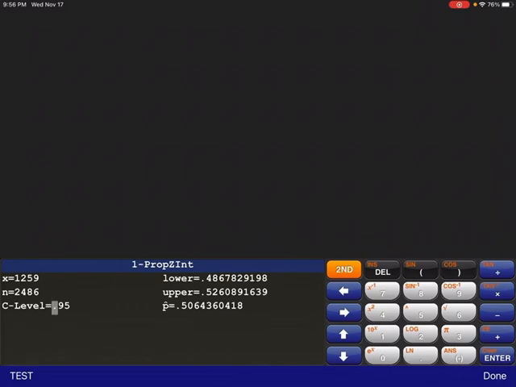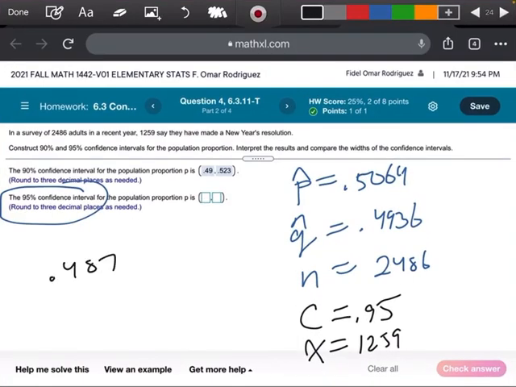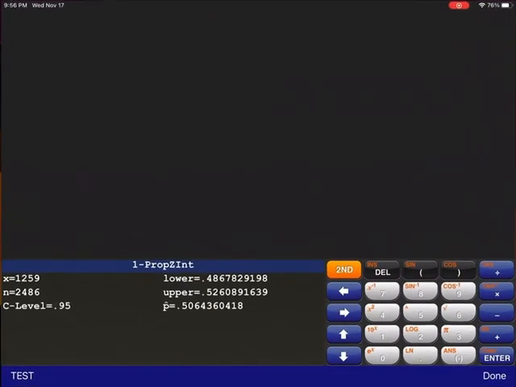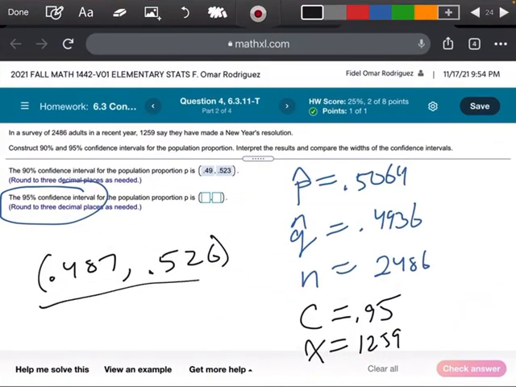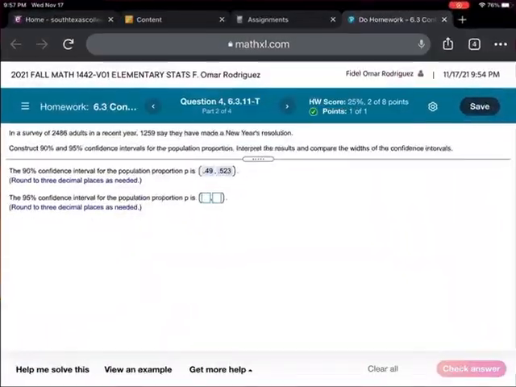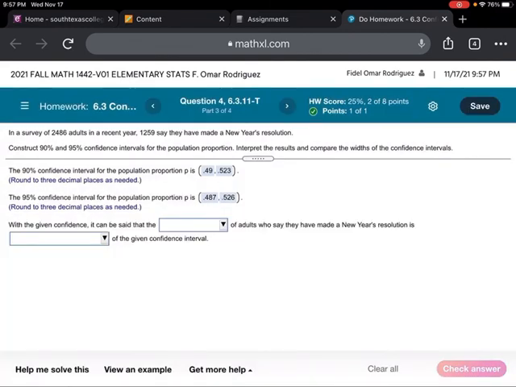Since I am going to 3 decimal places, look, y'all, 0.487 and 0.526. Let me double check. 0.526. Okay, so these are the values that I'm going to enter right here, 0.487 and 0.526. We're going to check our answer. Hey, we got it.